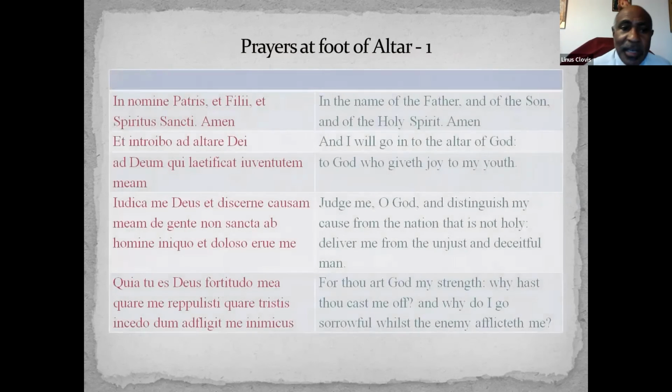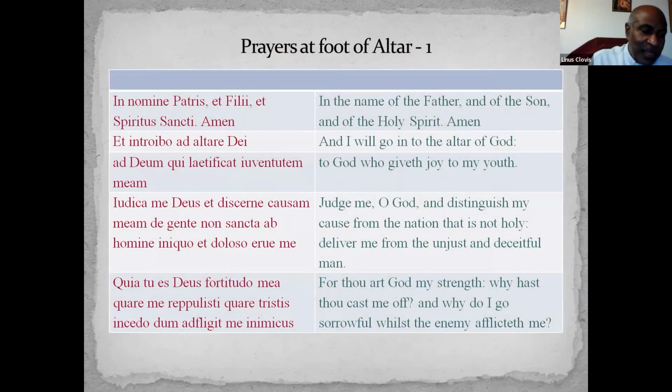Okay, so that completes the five declensions. We looked at this, I think, last week, but I'm going to look at it again. This is the prayers at the foot of the altar, and we're going to look at the nouns. So in nomine, nomine is nomen, nominis, the third declension.